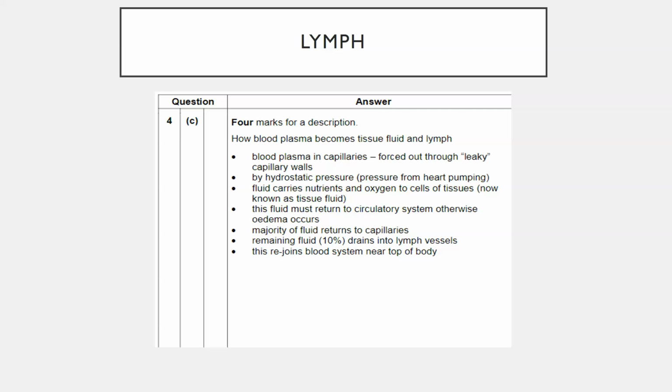This fluid must return to the circulatory system, otherwise edema occurs, which obviously can be fatal. The majority of fluid returns to the capillaries. The remaining fluid, the 10%, drains into the lymph vessels. This rejoins the blood system near the top of the body, and the fact that it rejoins the blood means that we keep our blood volume levels consistent and high. Otherwise we'll just lose our blood volume, and that would be fatal as well.